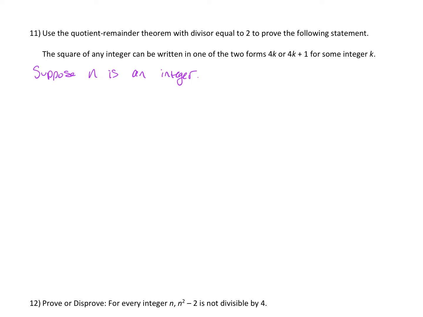All right, so n could be even or n could be odd. That's what the quotient remainder theorem with a divisor of 2 says. It says that when you divide by 2, you either have a remainder of 0, which means the number was even, or you have a remainder of 1, which means the number was odd. So let's suppose n is an integer, and we're going to divide this into cases. Case 1, n is even.